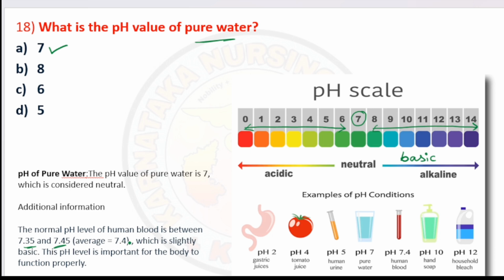The average is 7.4. How do you calculate the average? Add these two and divide by 2. That is 7.35 plus 7.45 divided by 2, which gives the value 7.4. This is the average of human blood. And the pH value for hand soap is 10 and household bleach is 12. So this you should know. Next question.